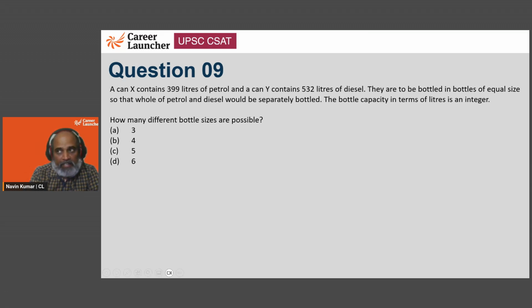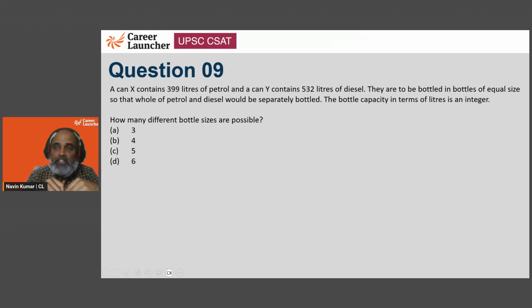Well, basically, if we ignore what kind of numbers are given, and think that we have a certain amount of petrol and we need to put it in bottles, what should be the volume of the bottles? It has to be less than the total petrol we have. Similarly, for the diesel we have, if we pour it into bottles, the capacity of the bottle should be less than the total diesel we have.